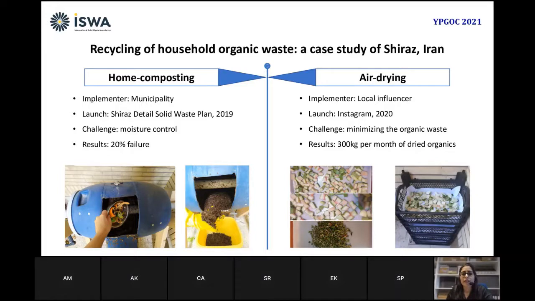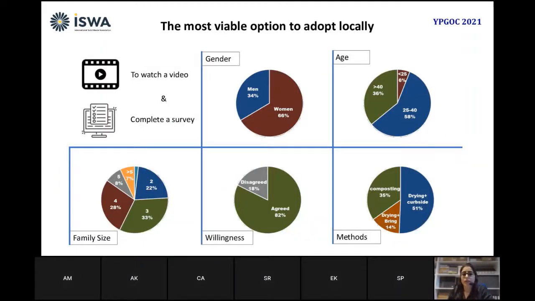She encourages citizens to adopt sustainable consumption choices. In a personal campaign, she instructed her followers to simply air dry the unavoidable organic fraction, making use of the semi-arid weather conditions. After 1 year of activity, the followers reached out to the municipality for collecting up to 300 kilograms per month of dried organic waste. This trend raised the question about the most viable options.